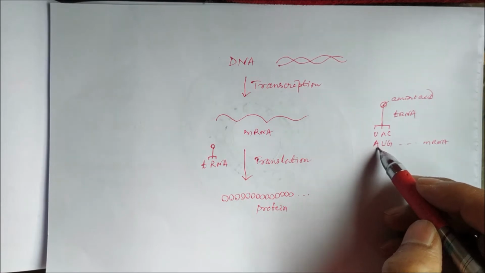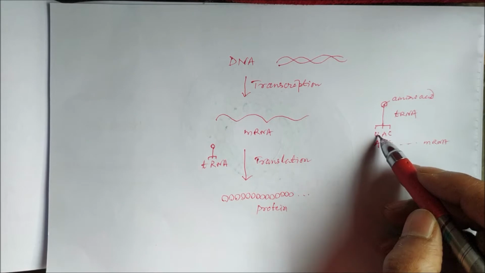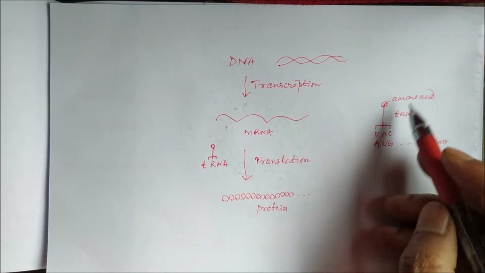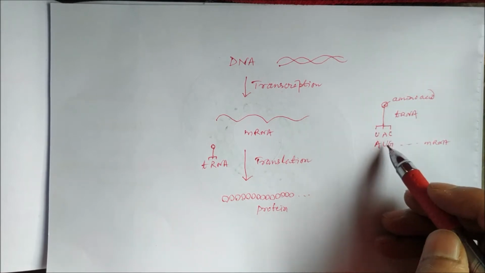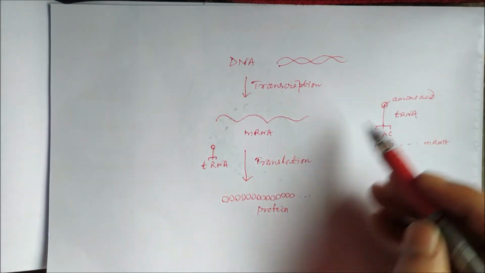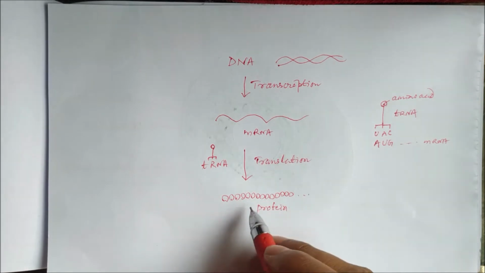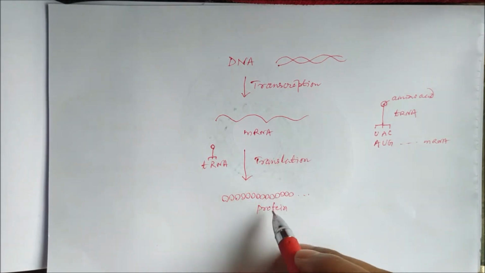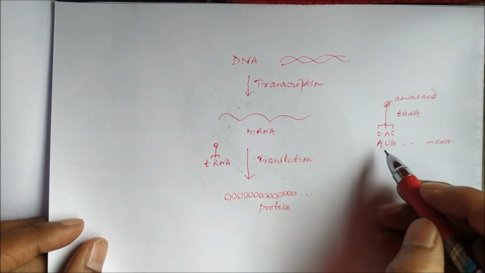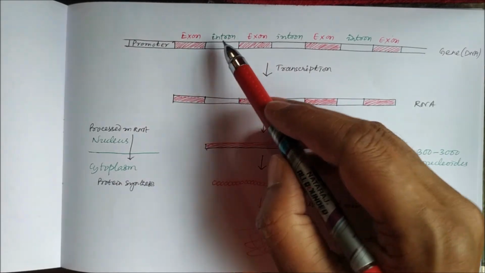So A, U for A, G for C. So the tRNA with UAC anticodon and corresponding amino acid will recognize this AUG in the chain of mRNA and will provide this amino acid. So one after another the amino acids will be provided, and this is the process of translation, and we get the protein. But this coding region is only present in the exon, not in the intron.